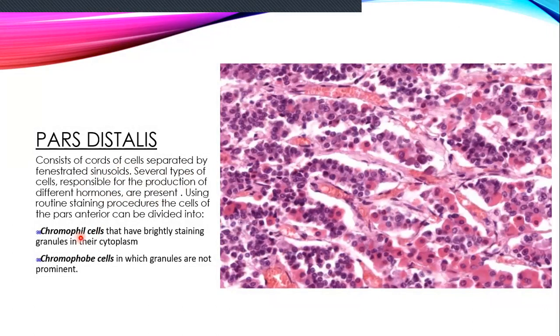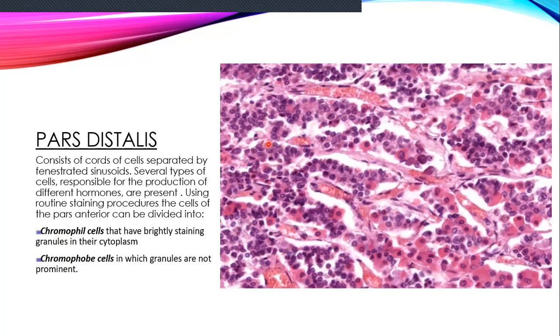Some cells take up the stain and are brightly staining. Those are known as the chromophile cells. Chromophile cells. Phil means love. They love stain, so they are brightly staining. Then we have chromophobe cells. They hate stain. They are lightly staining.